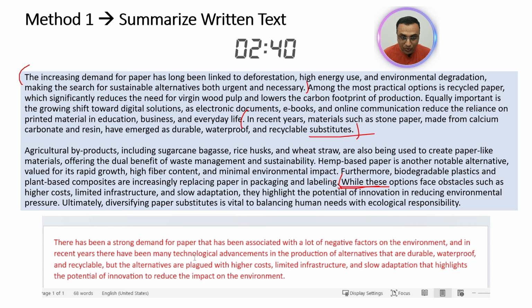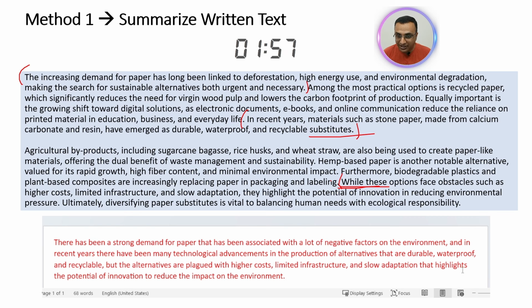technological advancements in the production of alternatives that are durable, waterproof and recyclable. But the alternatives are plagued with higher cost, limited infrastructure, and slow adaptation.